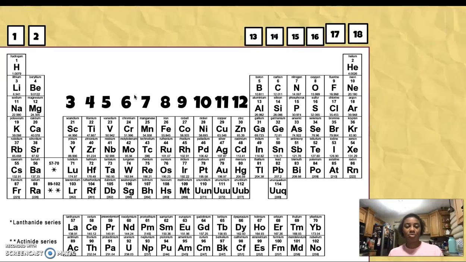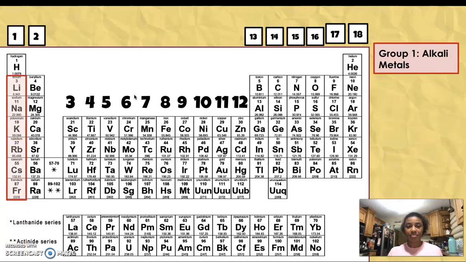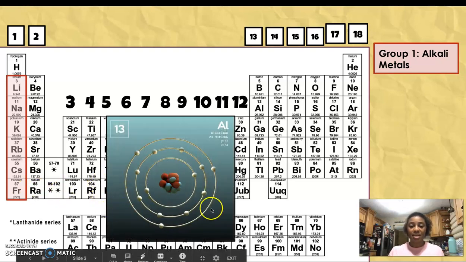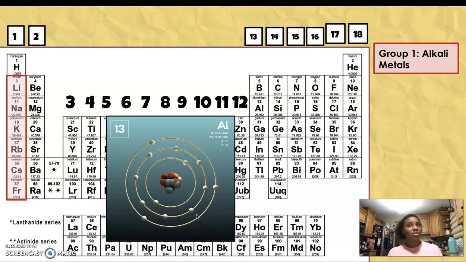So here we have the groups. Group 1, and you're going to want to take notes. Group 1 is known as the alkali metals, except for hydrogen. So we've got lithium all the way down to francium. Those are alkali metals, and these have one valence electron. If you remember, we were talking about the Bohr model. The Bohr model has electrons in the outer level, and there is one in the outer level. So they're unstable, but they're also very reactive.